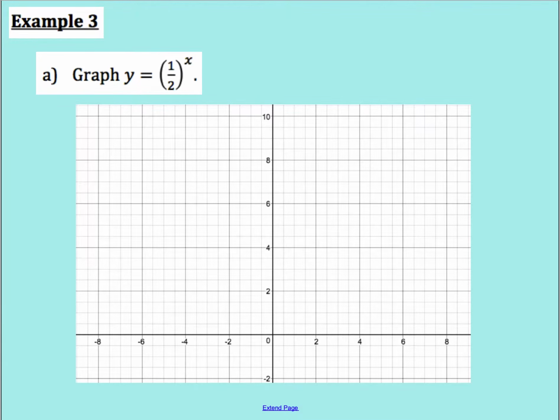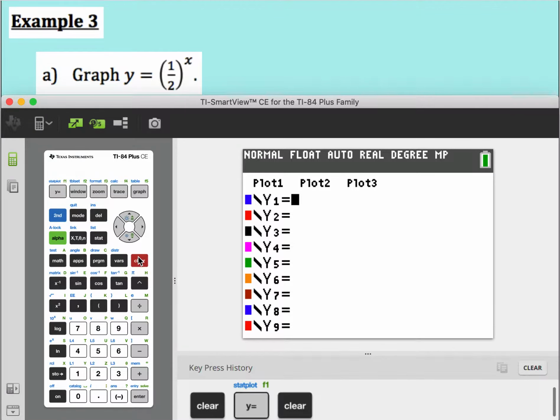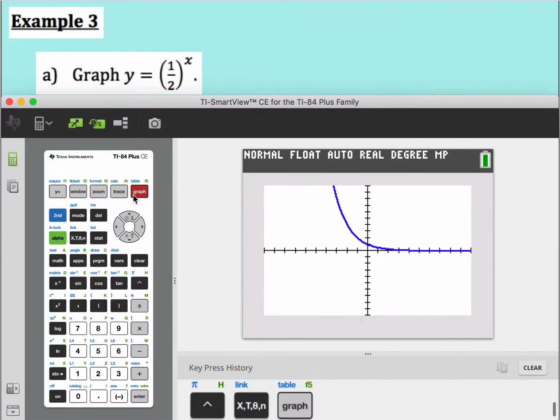We're going to use our graphing calculator to help us graph this one. So in order to graph it, we're going to go y, and then y equals, and then we're going to enter it in the function. So it's 1/2 raised to the x power. And then I'm going to go ahead and hit graph. Okay. I can see what the shape of it is if I hit graph.